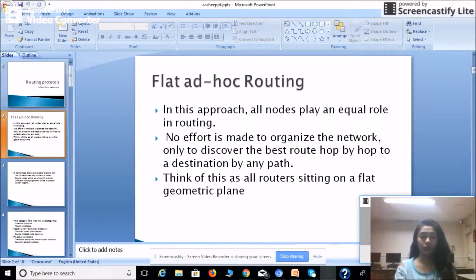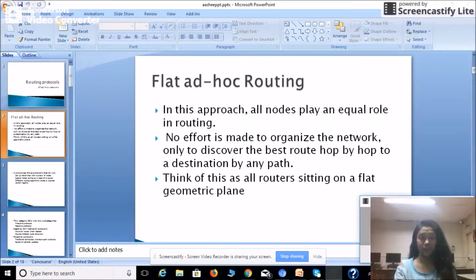The first routing protocol is flat ad hoc routing. In this routing, all nodes play an equal role in routing. Here, node means all the systems, which consist of routers, source and destination, and all the intermediate devices in a network.